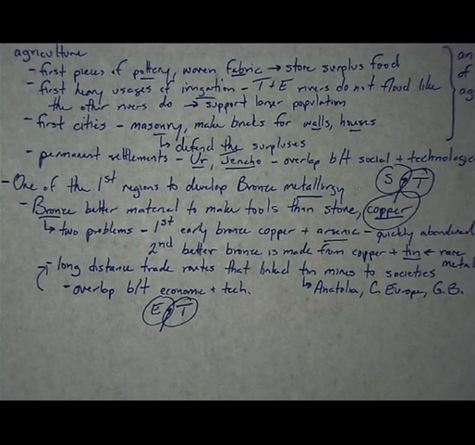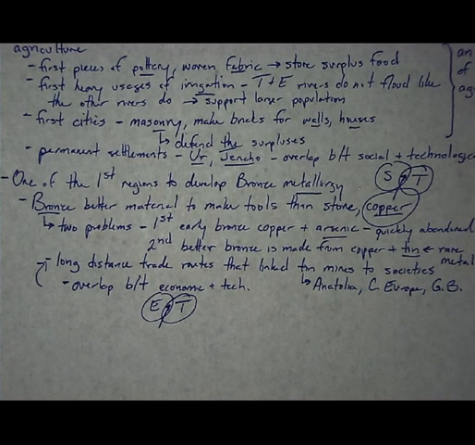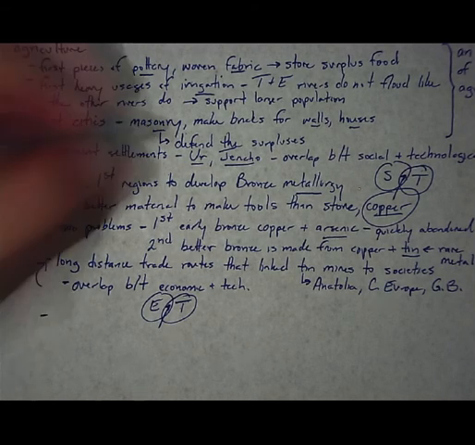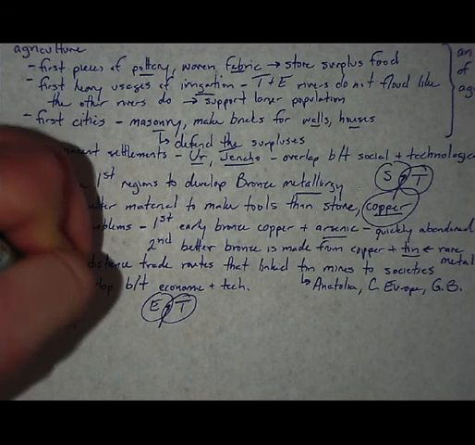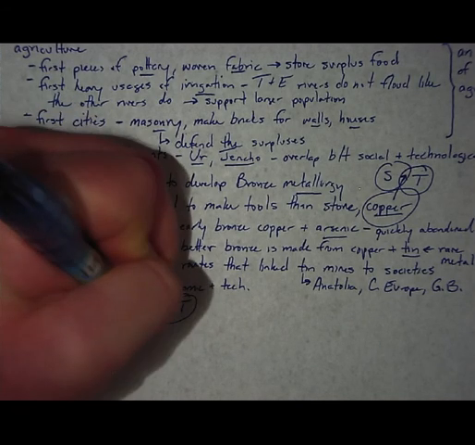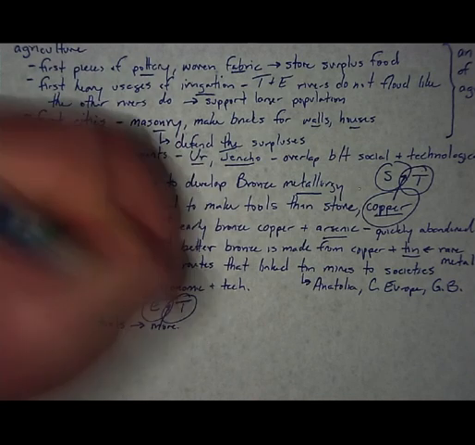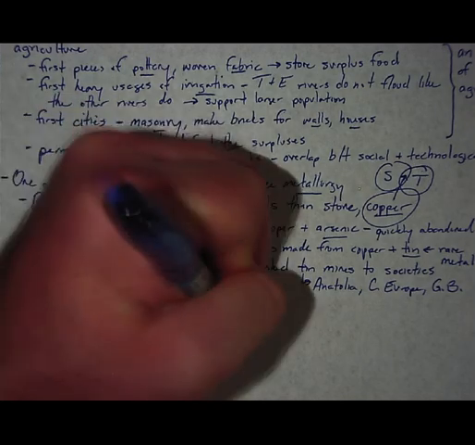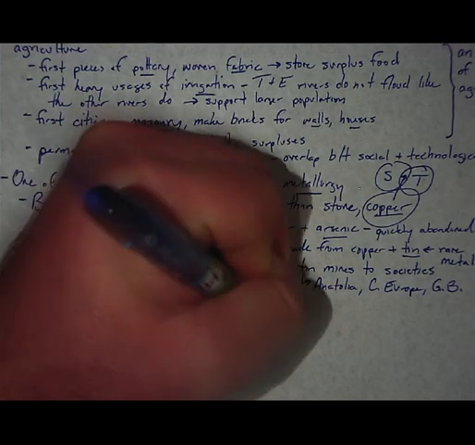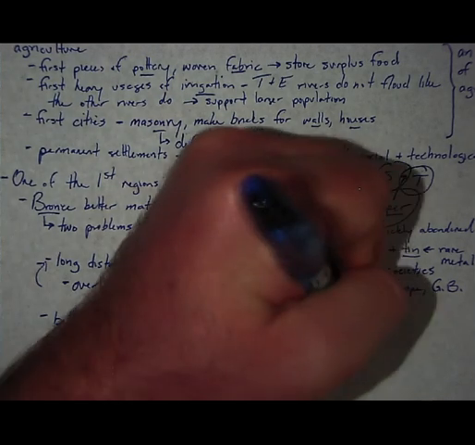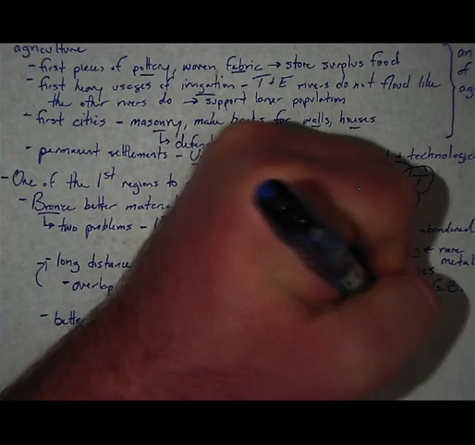And once you've got bronze, you can make all sorts of interesting things. You can make better tools for farming, which could create more food. We can also create deadlier weapons. Like swords and spears made of bronze.